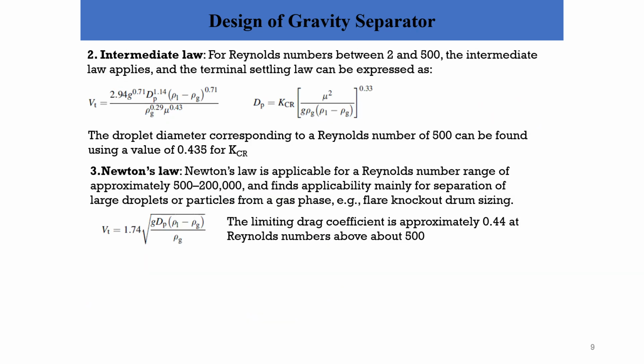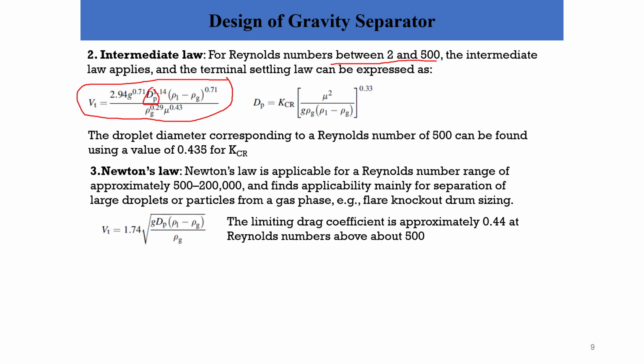Now the second case, if you have an intermediate law, which means that Reynolds number is between 2 and 500, and therefore you need to apply what we call the intermediate law, where the terminal velocity can also be found using this formula, which is again a function of the physical properties of the system, rho of the gas, rho of the liquid, viscosity of the gas, and the diameter of the particle.